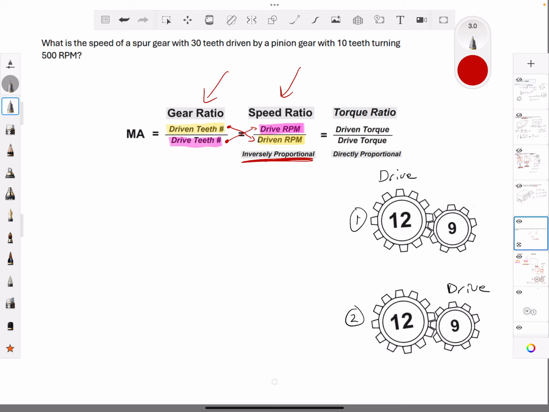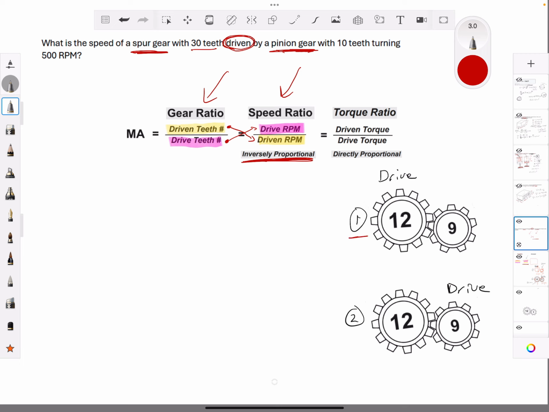All right, so we have our spur gear. Normally, a spur gear versus a pinion gear, your spur gear is going to be your larger gear, if that is something that you want to know. So this one has 30 teeth and it's being driven. When it's saying it's being driven, it's not the one that's attached to the motor. This pinion gear is the one that's attached to the motor, and it's turning with 10 teeth, turning at 500 RPM.